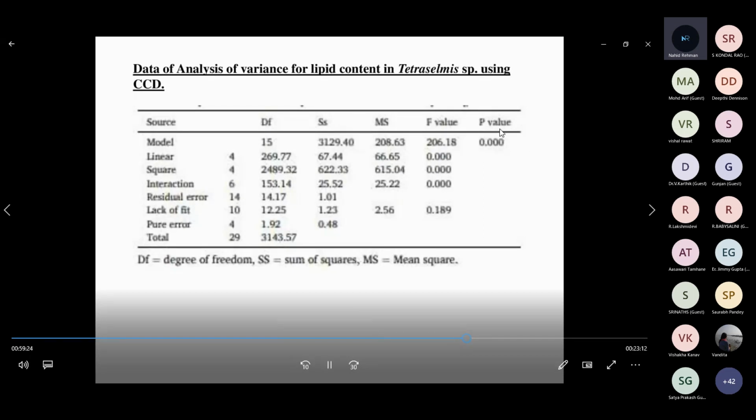That is why 100% of the experiments are close to the model which is being predicted. And the F value is too high, that is why it is 100% significant. And the P value shows 0.0000 up to 3 decimal places. That is why not a single experiment is deviating from the model. And lack of fit, here you see its F value is too low, that means it is not significant.